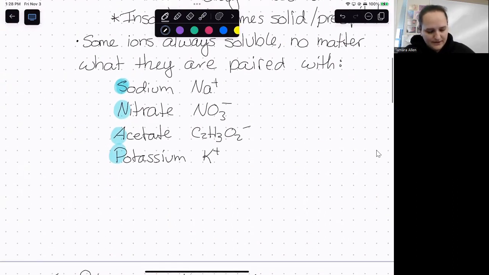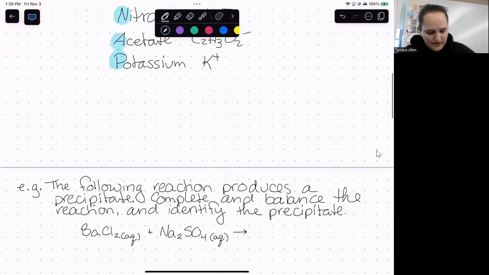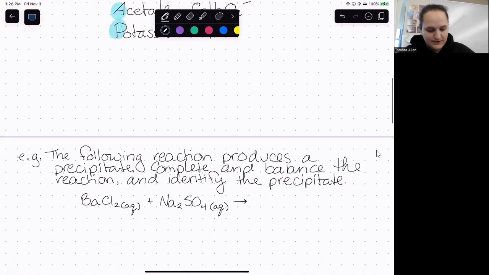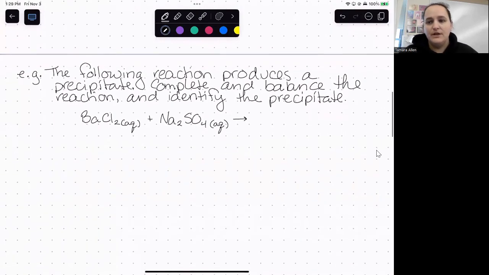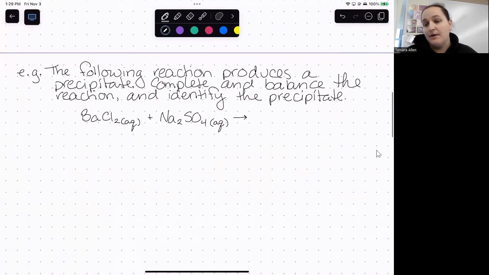So let us take a look at a reaction example. If we have the following reaction, and we are told that it produces a precipitate. Again, for now, I need to tell you that. Take Chem 2, and you'll be able to predict it on your own. We want to complete and balance the reaction and identify the precipitate.